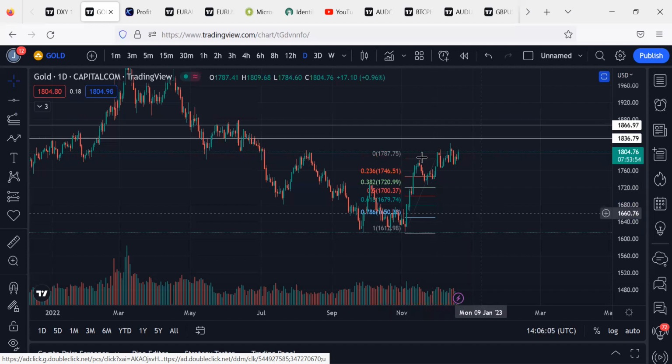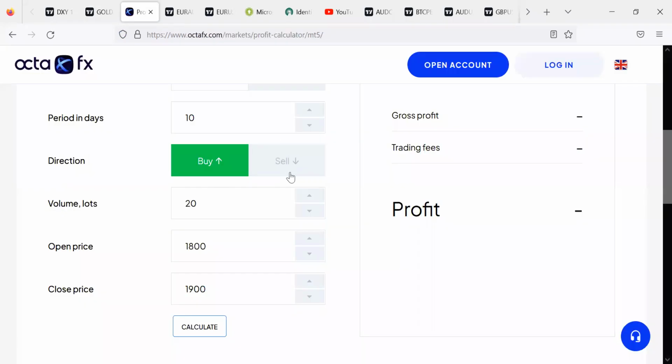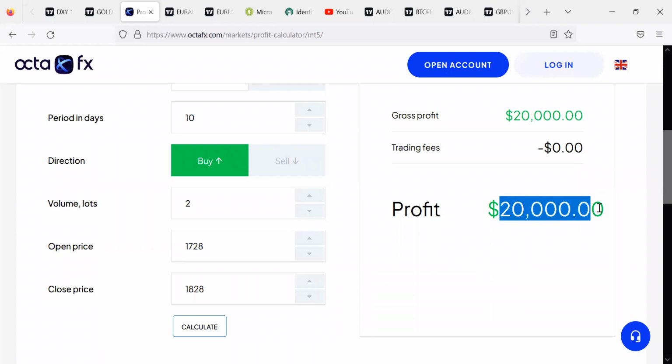If I should do that calculation for you, with maybe two lots or one lot, you see that I'm in great profit. I'll probably use two lots, starting from opening price 1728 and ending at 1828. Psychologically, I might make above $20,000 on this trade. So if I'm swinging trades like this and I know what I'm doing, I'll be in great profit.